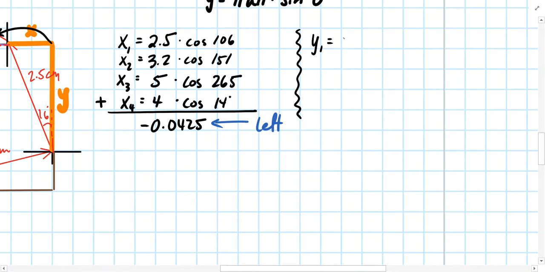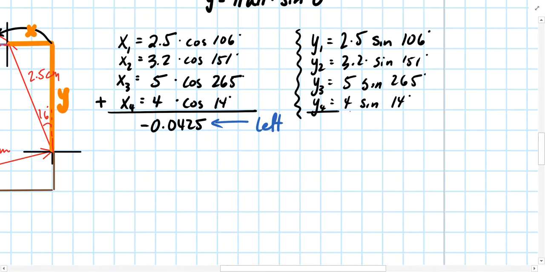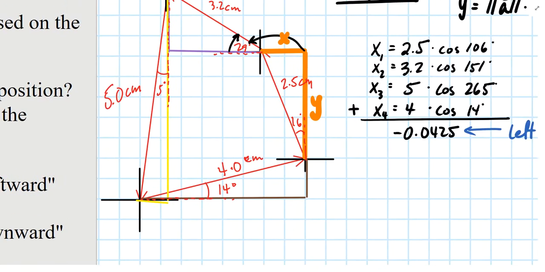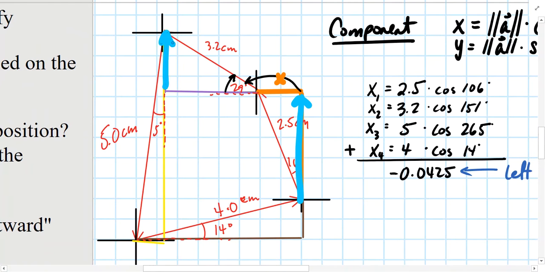Now we can do the same math with the y components. Y1 is going to be 2.5 times sine of 106. Y2 is 3.2 times sine of 151, and so on. And again, the sum of these component vectors we would like to see to be 0, and perhaps an explanation is in order. Let's think about all these vertical components for just a second. If I imagine this vertical component, that's an upward facing arrow. This one's also an upward facing arrow. So if I stack those two on top of one another, we'd be facing in this direction.